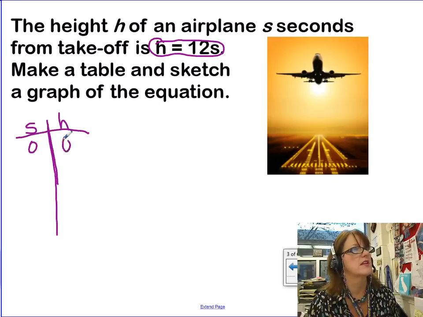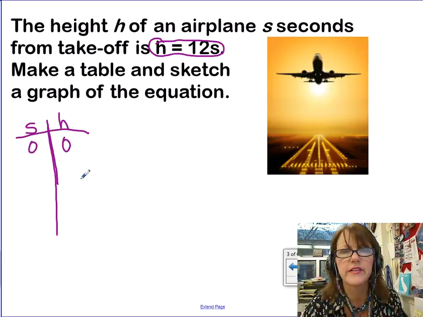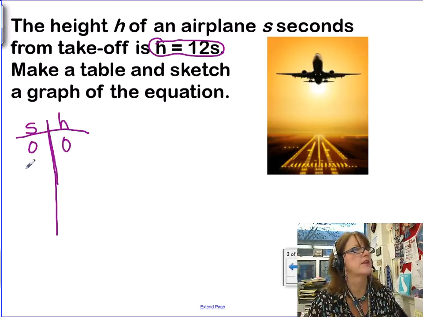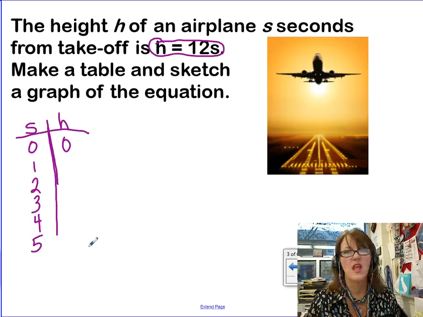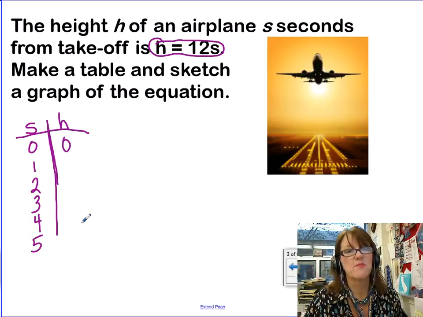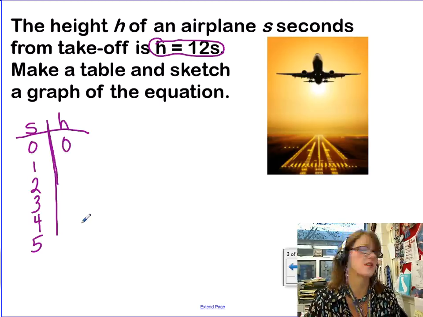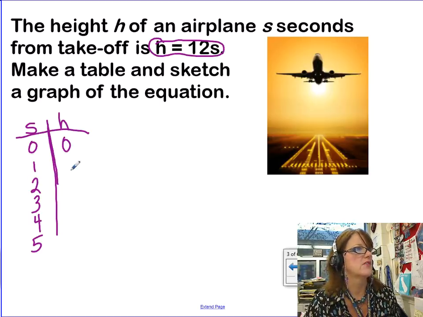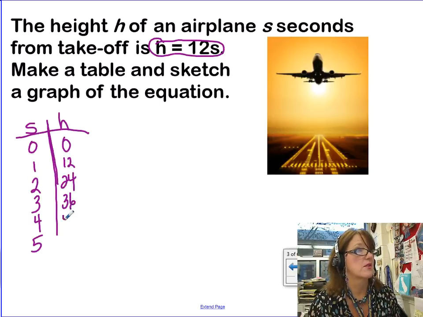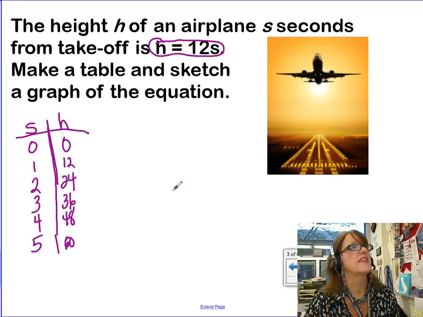So obviously at 0, we haven't started yet, you are not off the ground. All right, and then you can kind of start going here, 1, 2, 3, 4, 5, whatever. This is a situation where it would not make sense to input negative values because that just doesn't make sense. It's a real life situation. We're not talking about before it actually started taking off. All right, plugging in these values for s, you're just going to get 12, 24, 36, 48, and so on, okay? So there's some data points, and then it says go ahead and graph it.